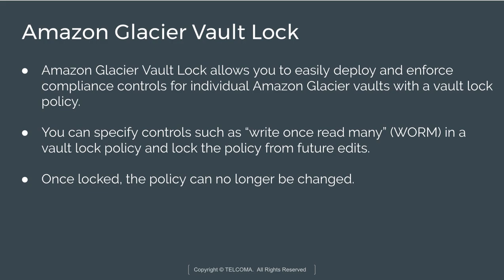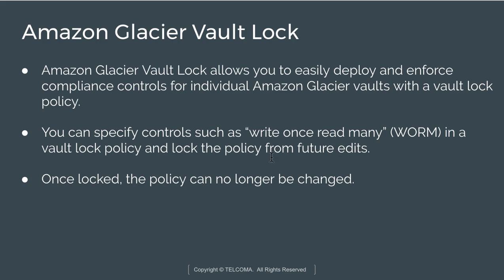First, we need to initiate the lock by attaching a vault lock policy to your vault, which sets the lock to an in-progress state and returns a lock ID. And we can use that lock ID to complete the lock process. If the vault lock policy doesn't work as expected, we can abort the lock and restart from the beginning.